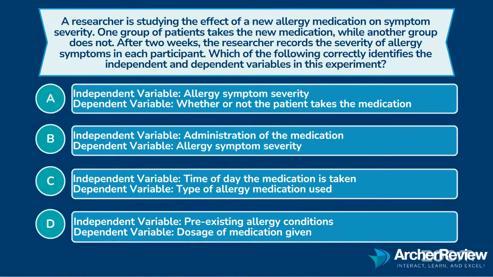All right, we got one here about a particular study. Let's take a look. A researcher is studying the effect of a new allergy medication on symptom severity. One group of patients takes the new medication, while another group does not. After 2 weeks, the researcher records the severity of allergy symptoms in each participant. Which of the following correctly identifies the independent and dependent variables? So that's what we're looking for in the experiment.